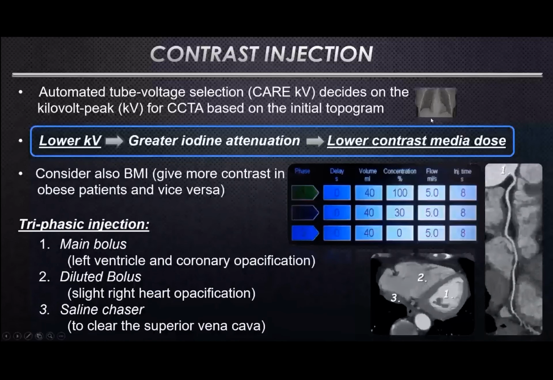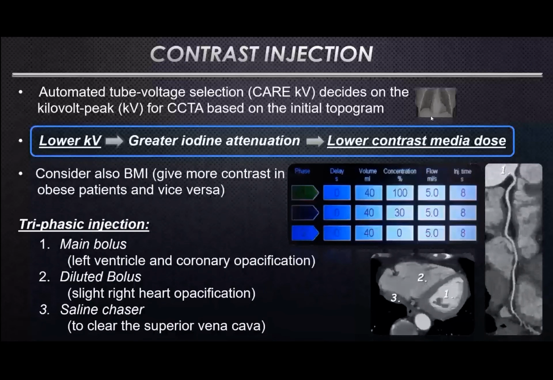The topogram will look like this. It's similar to a chest X-ray, and it's much more accurate than just body mass index based kV selection, because you will have some individuals that have a lean chest and a very tall abdomen, and vice versa. Some athletic patients have a very big chest, despite the BMI being quite low. So this topogram-based kV selection has been shown to be much more accurate.